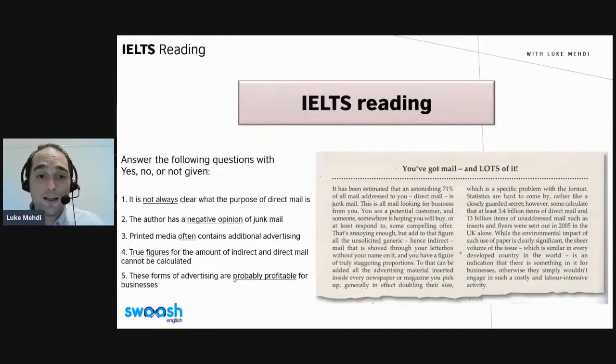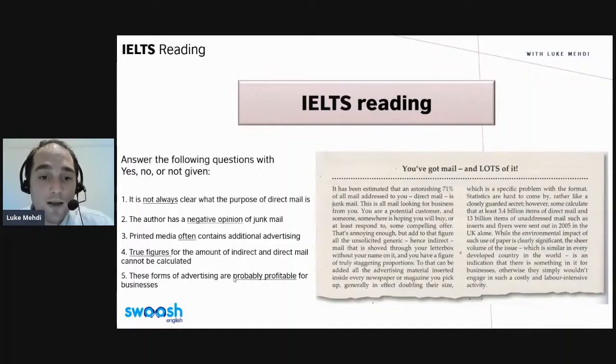Printed media often contains additional advertising. Printed media: newspapers, magazines, books, things like this. We can see at the bottom of the first column, we've got every newspaper and magazine. Let's read the sentence. What does it tell us? To that can be added all the advertising material inserted inside every newspaper or magazine you pick up, generally in effect doubling their size. Printed media often contains additional advertising. Yes, every newspaper or magazine.